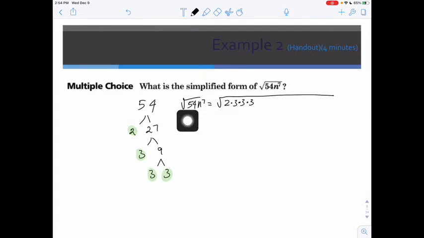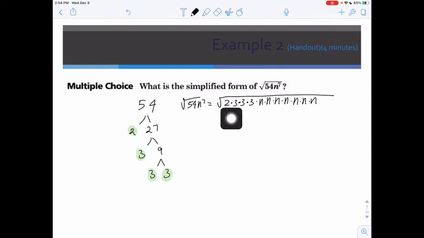So instead of the square root of 54 n to the 7th, we have the square root of 2 times 3 times 3 times 3. And then since we have n to the 7th, that means we're going to write 7 n's. So if we expand 54 n to the 7th out using the prime factorization of 54 and writing out all the n's, this is what we get under our radical.